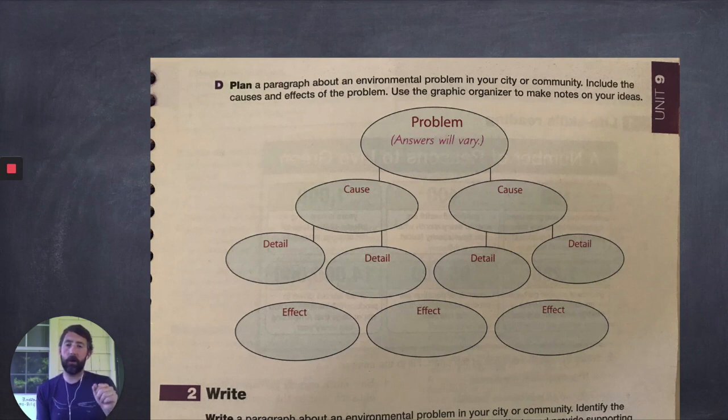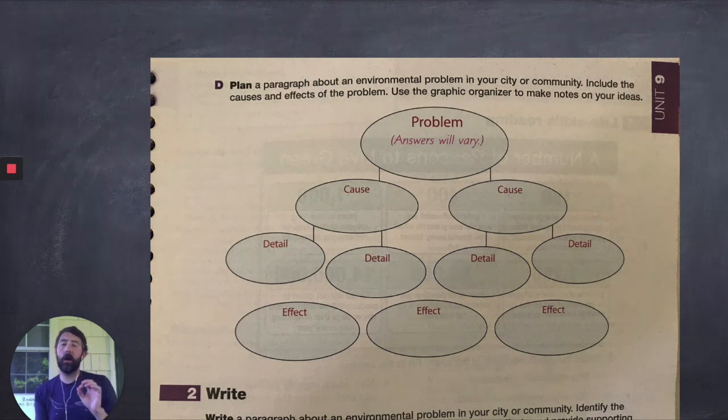Remember, all good paragraphs start with a topic sentence, and in your topic sentence, tell me what your problem is. If you look back at the paragraph on page 118, it says, smog is a serious environmental problem in my city. That is the topic sentence, so I know that this paragraph is going to talk about smog in the city, and then it goes on to talk about the causes and then the effects of smog in the city.